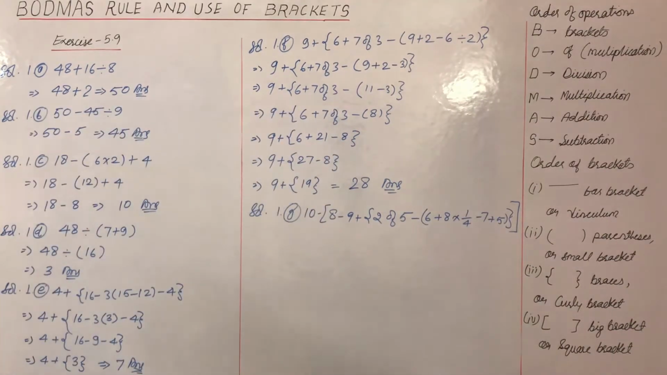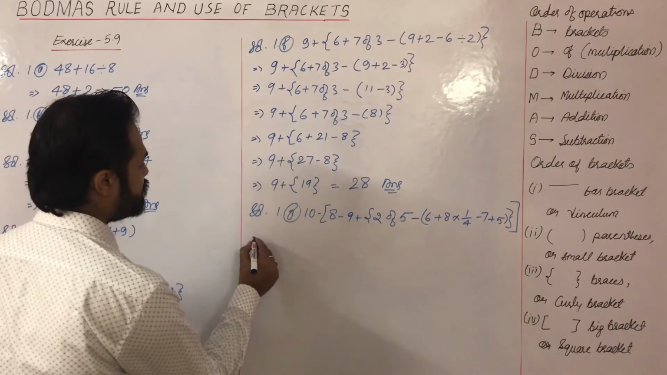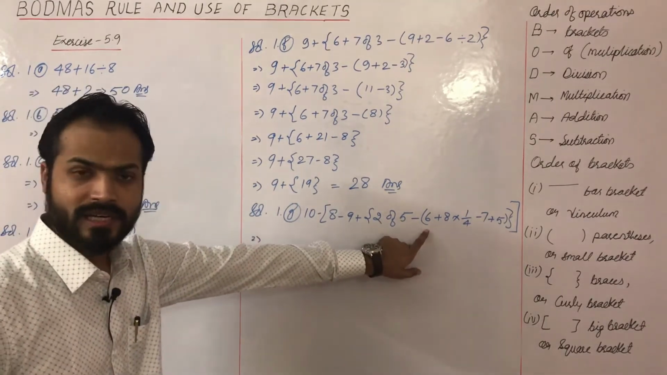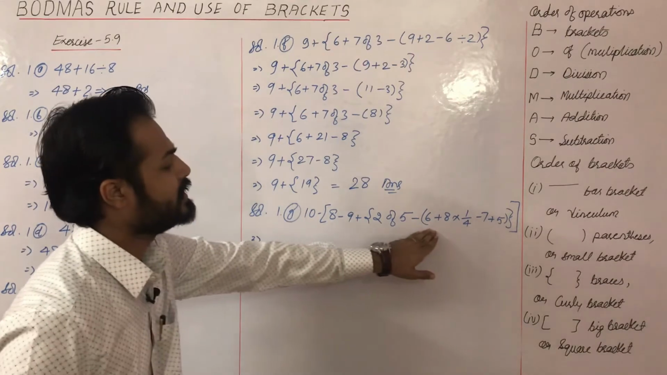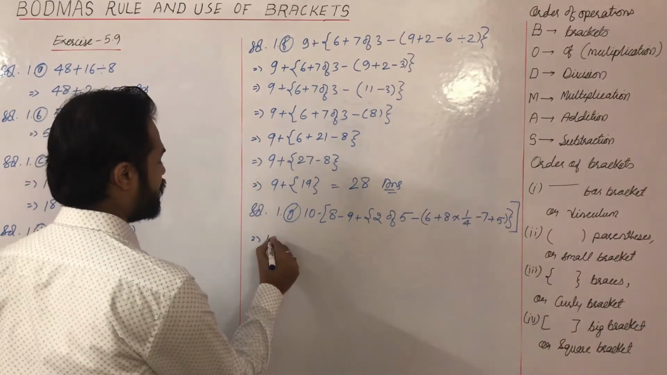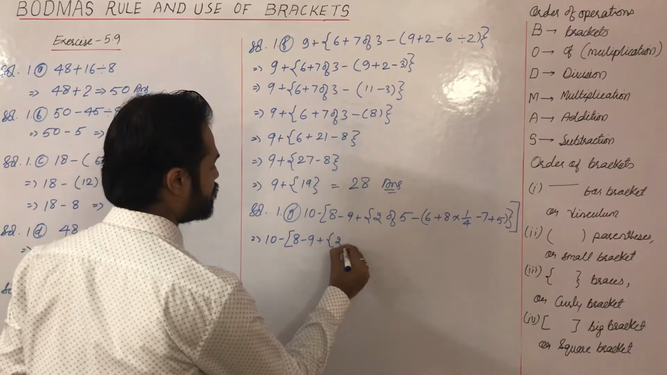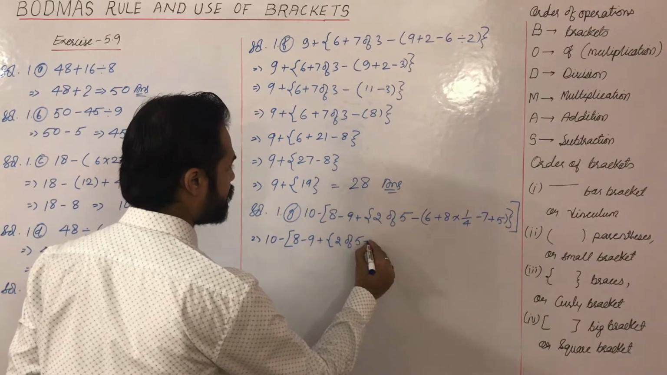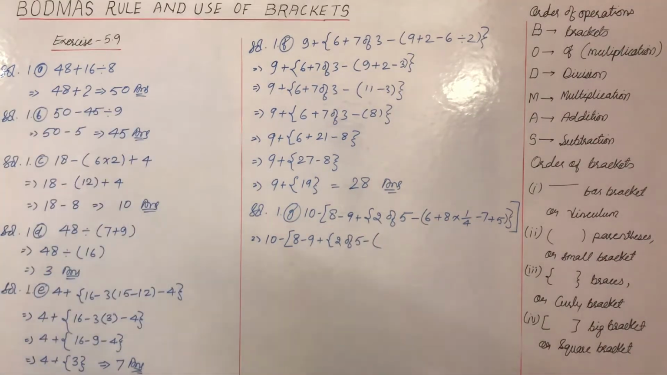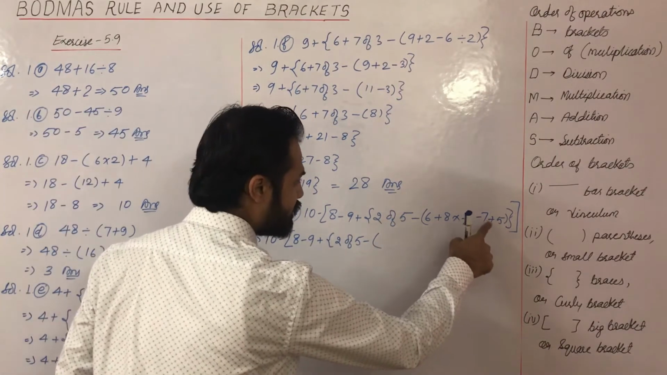Okay, 10 minus bracket, big bracket, 8 minus 9 plus curly bracket, 2 of 5 minus small bracket, 6 plus 8 into 1 by 4 minus 7 plus 5, all bracket closed. So first of all, we have to solve the operations inside this bracket. So we'll write 10 minus 8 minus 9 plus curly bracket 2 of 5 minus, now 6 plus 8 into this much minus and plus.